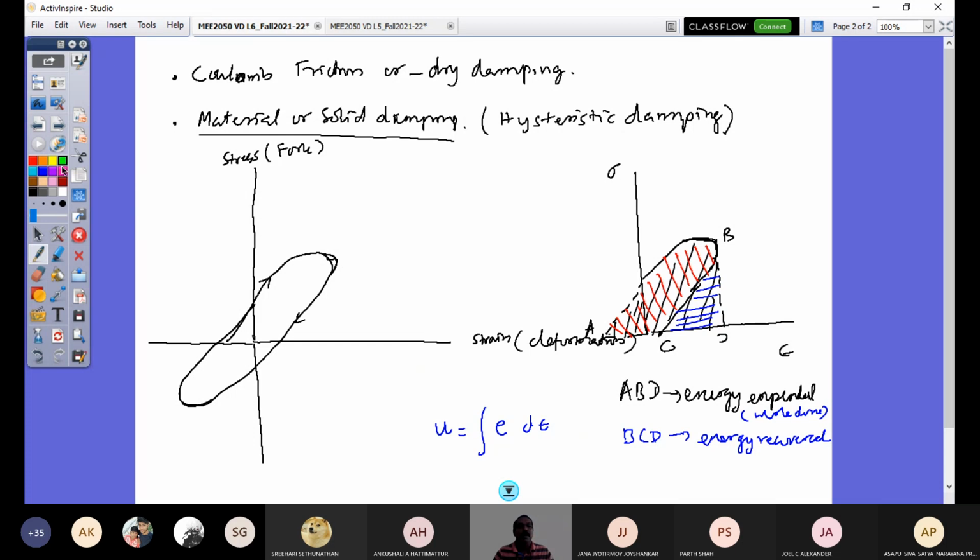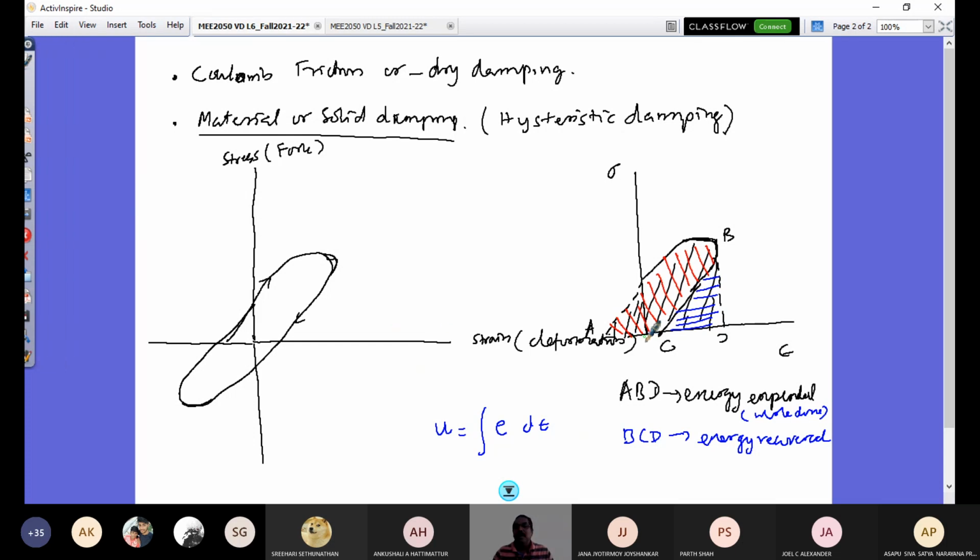It is an elemental step that has been taken, with the height of E. So that's stress at this level, and then with this difference of elemental strain d epsilon. So integrating this over this area is what is going to give me work done, and that is energy expended per cycle. That's given by integral E into delta epsilon.